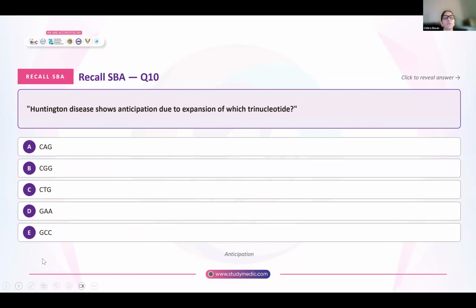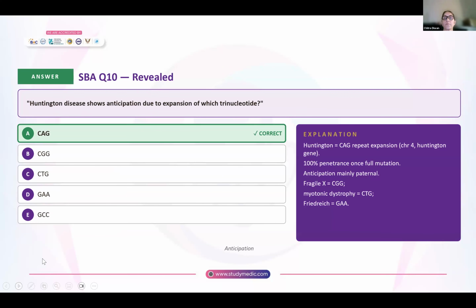Huntington disease shows anticipation due to expansion of which trinucleotide? CAG, CGG, CTG, GAA, or GCC. So remember, it is CAG. Fragile X is because of expansion of CGG. Myotonic dystrophy is CTG, and Friedreich's is GAA.